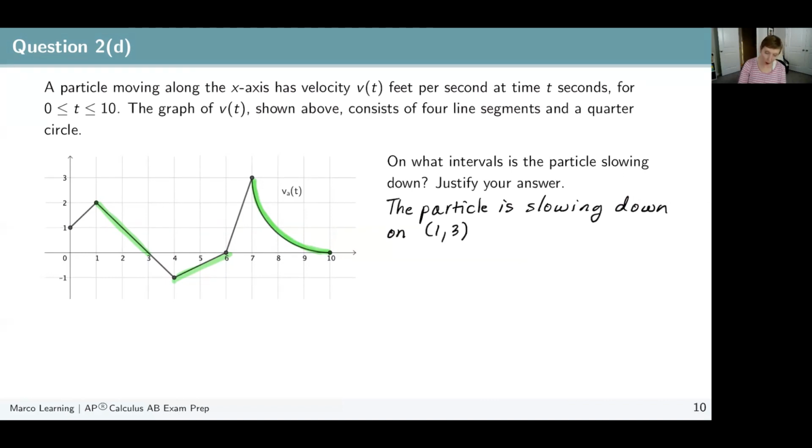It's an open interval. We're not including the endpoints there. If you look at the graph at 1, the velocity is not differentiable at x equals 1. So the acceleration doesn't exist at x equals 1 here. And then here, the velocity is not positive at 3. It's not positive or negative. It's 0. So we're not going to include the endpoints there. So on the intervals 1 to 3, union, the union just joins these two intervals together, and 7 to 10, since v of t is greater than 0 and decreasing.